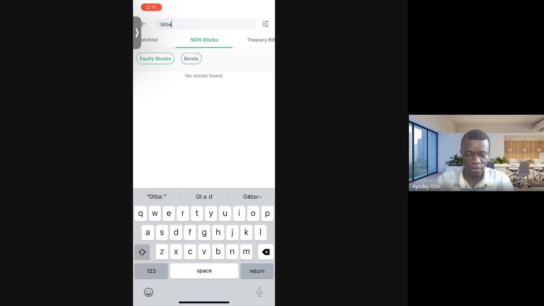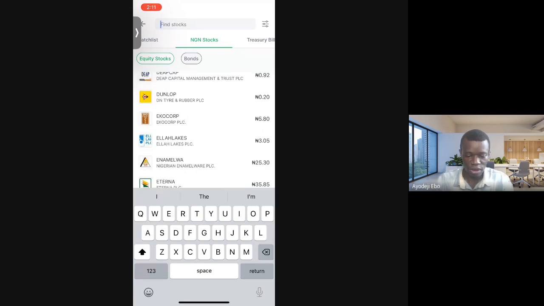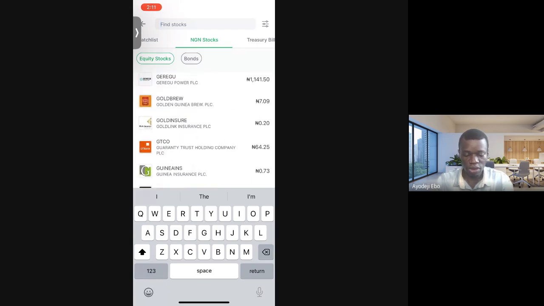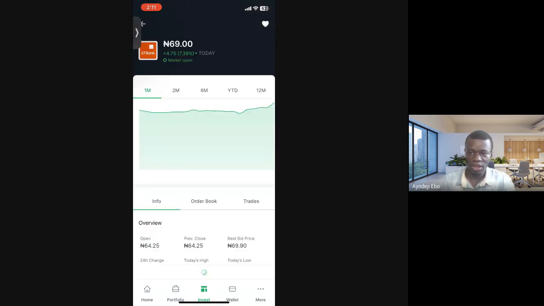Let me see Guarantee. If GT is not coming up, GTB. Let's see the search. GT Co. Sorry, I was typing GT. So GT Co. So you can search for the stock you want to buy.